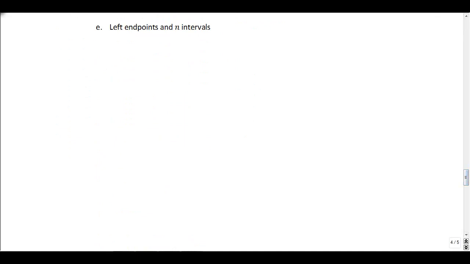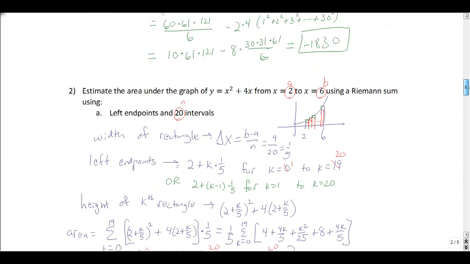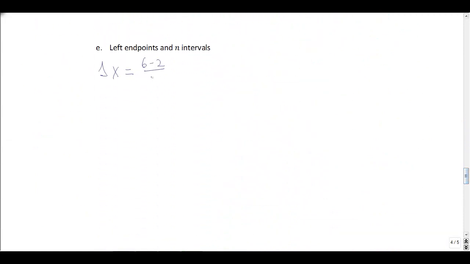So this is sort of the general form here. If we do n intervals, what I'm going to get is my delta x. That should be b minus a. That was 6 minus 2. Turns out, right, we were 2 to 6. Got to remember that from way up here. 2 to 6, yep. It's x squared plus 4x. So it's x minus 2 over, I don't know how many intervals. I'll put an n here. So that's 4 over n.